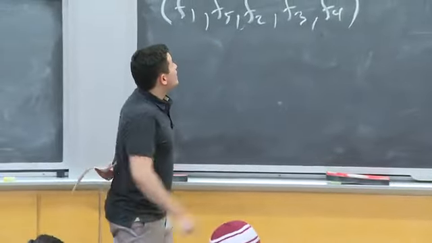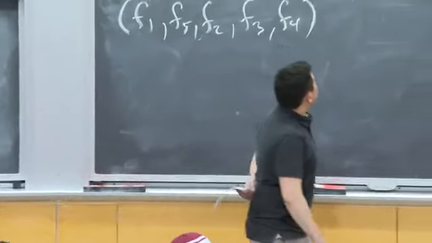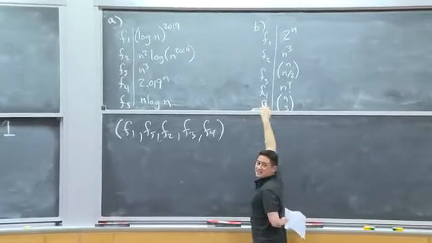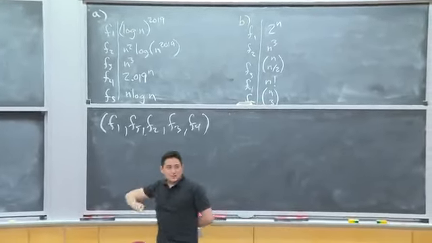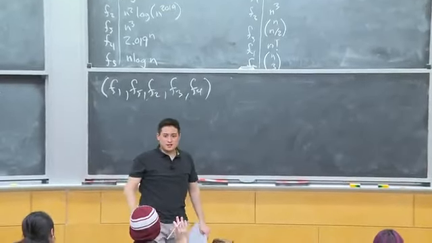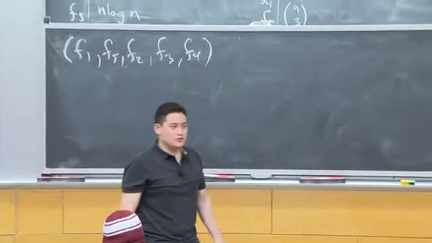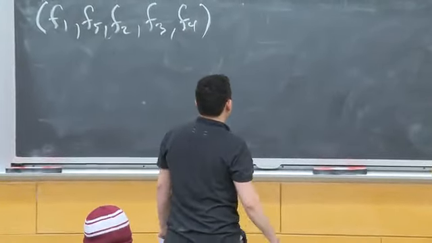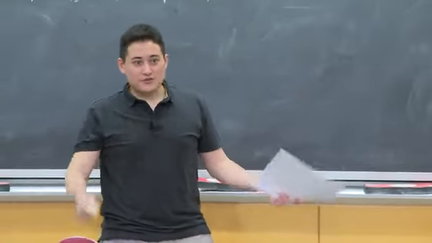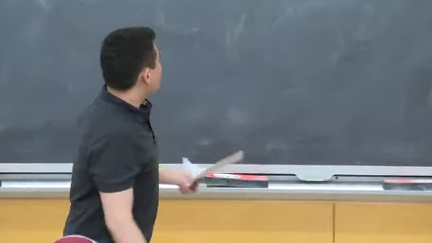OK, so let's move on to B. In B, we have a polynomial and an exponential, and then we have these things down here. What do these things in parentheses mean? Choose, right? It's a binomial coefficient. Does anyone know what a binomial coefficient is? Yeah? Hopefully from 042 or something like that, or whatever your competition math background is.